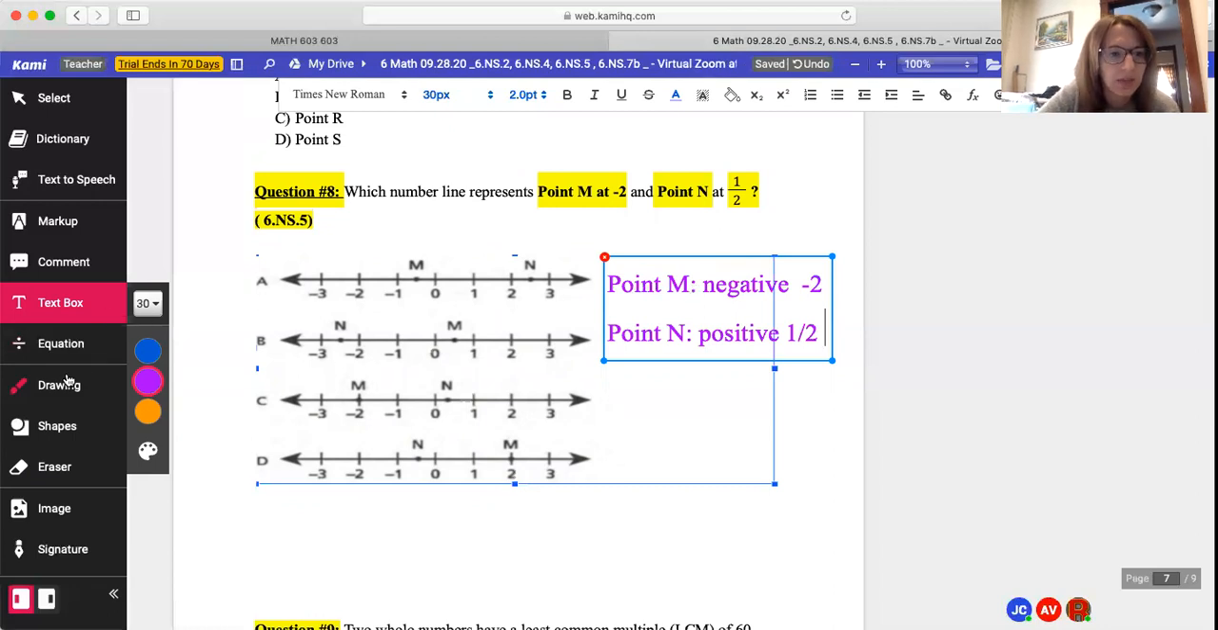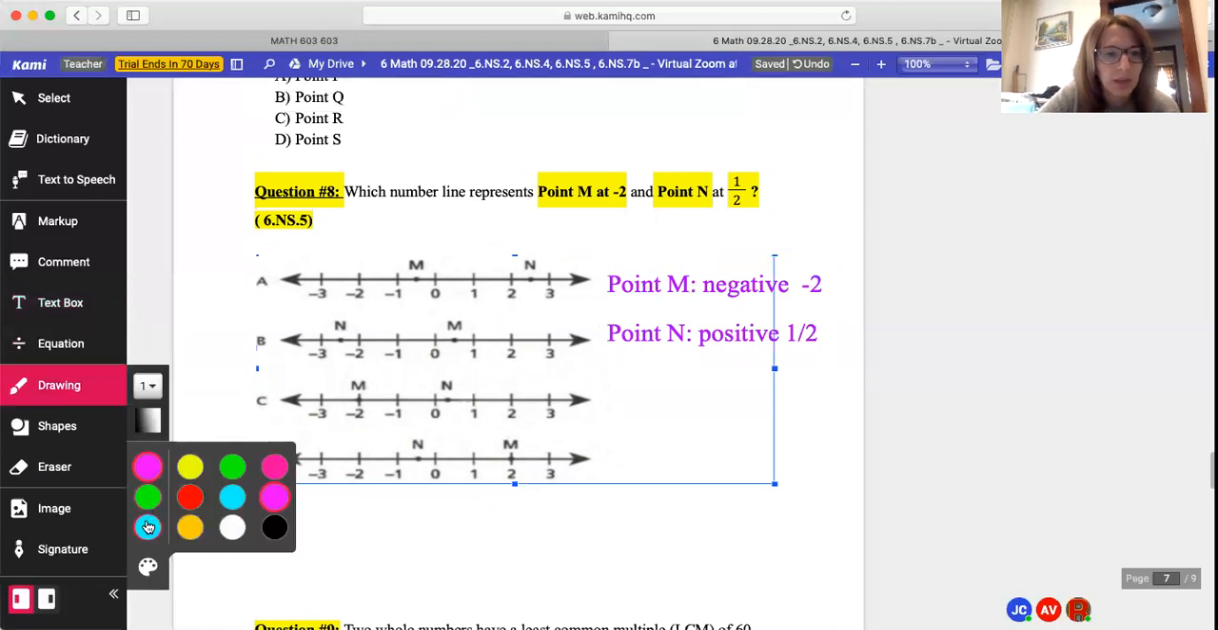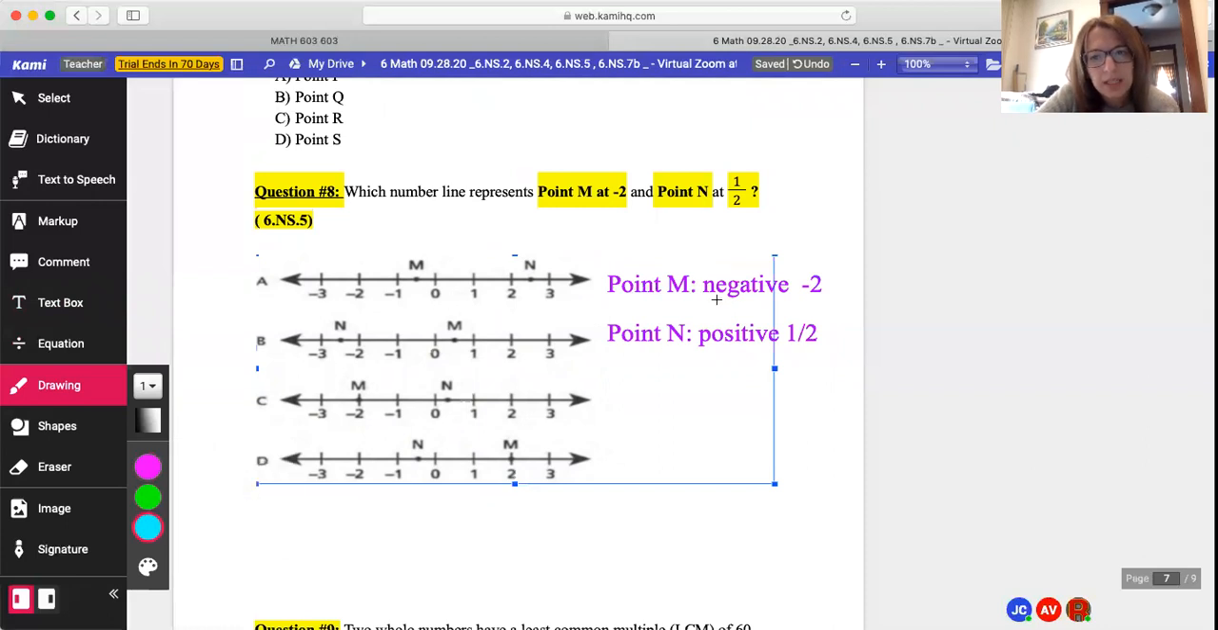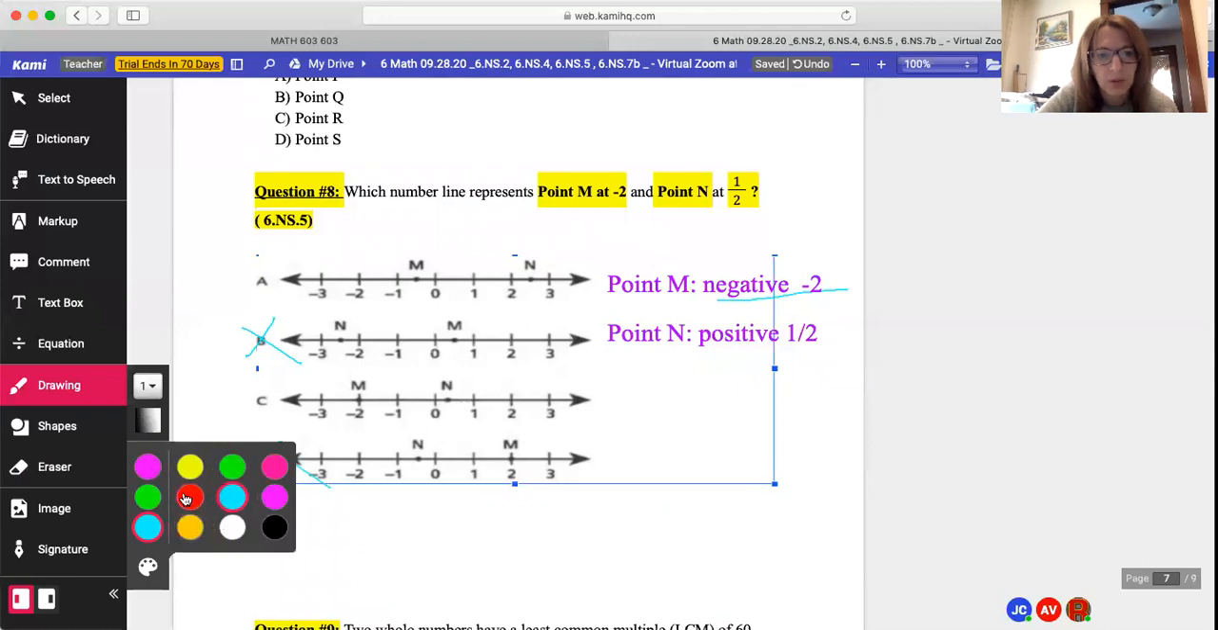Okay, so let's look at this. Let's get the drawing pen out. We have -2. Well, this is in the negative, and that's in the positive, so that's maybe a maybe. But look at B. M is at the positive, so that's completely wrong. M is at the negative, so that may be right. Let's look at D. M is in the positive. We want negative.